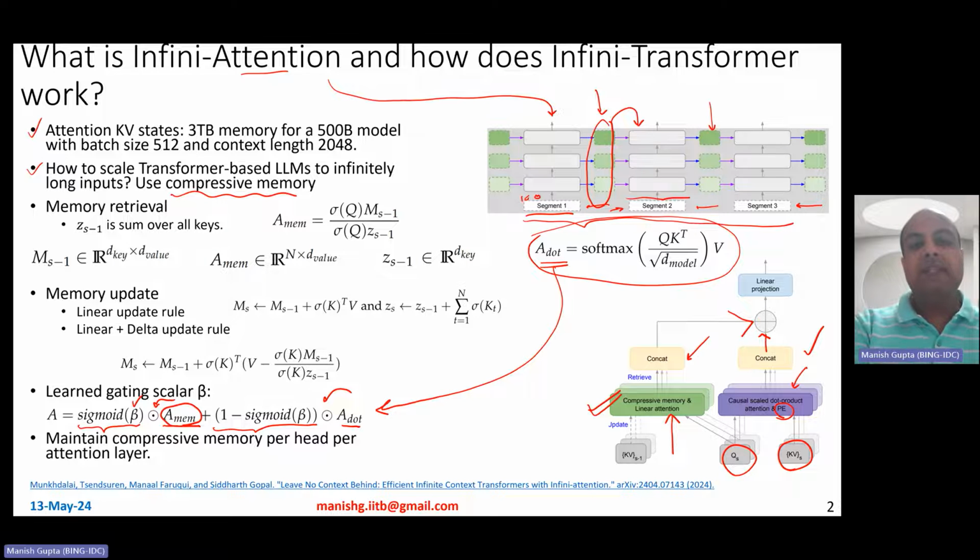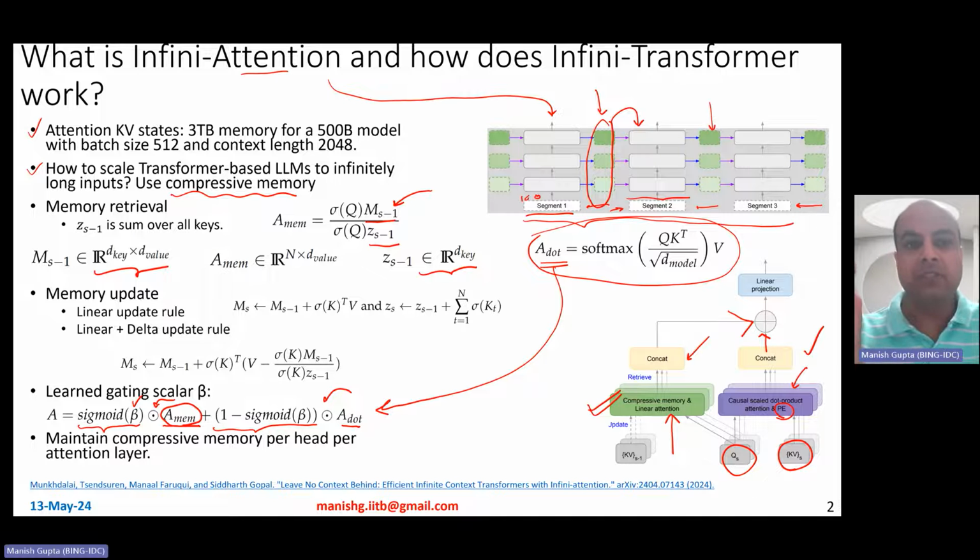So, well, A memory is basically obtained like this. When you have a query Q for the current segment, and you have a memory, in the memory you basically store this M and Z. So M and Z are the two pieces of memory. I'll of course talk about what M and Z are, but you store this matrix M, which is of this size, D key multiplied by D value, and Z, which is basically a vector of size D key. So you store whatever you want to compress into this small little memory.